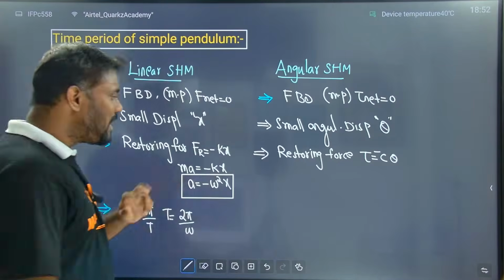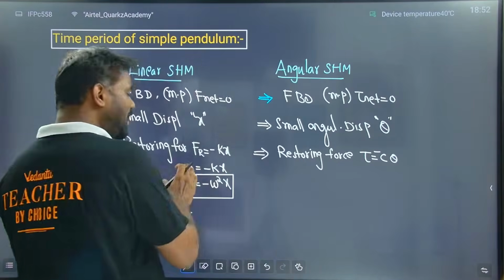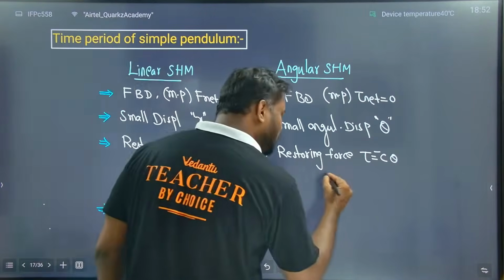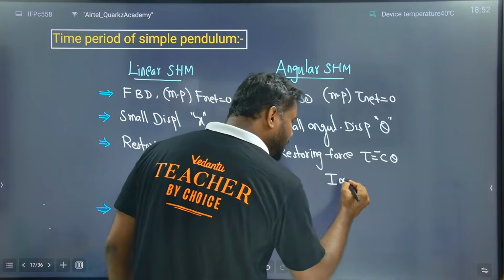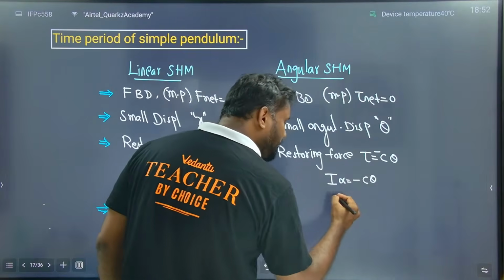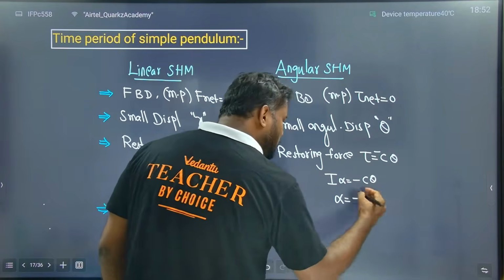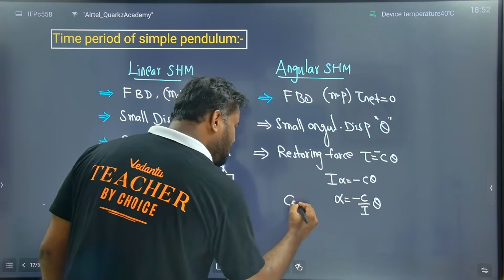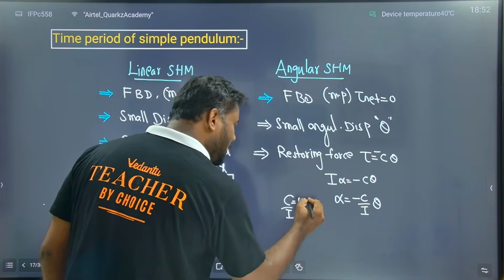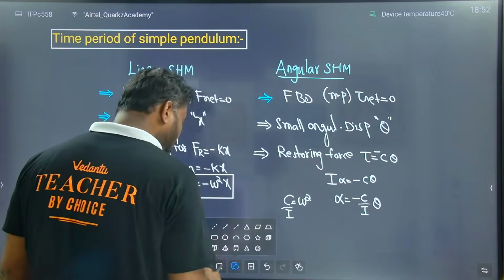Yes or no? So here we are calculating mass into acceleration. In rotational motion, torque is I alpha. That I alpha is equal to C into theta. Then what is the value of alpha? C divided by I into theta. So what do we call C divided by I? C divided by I is omega square.